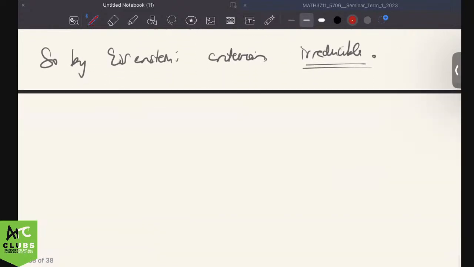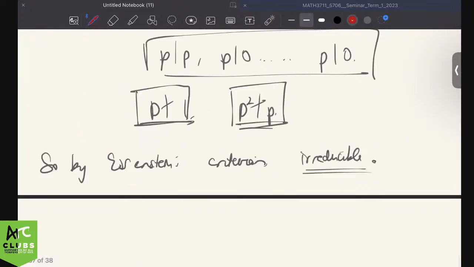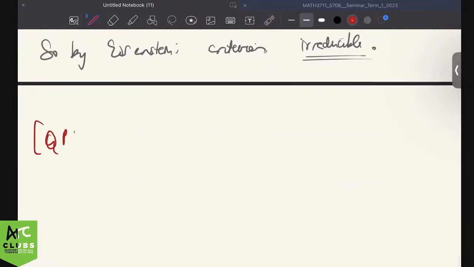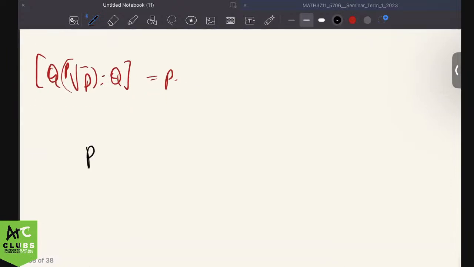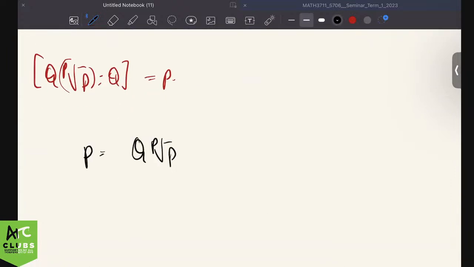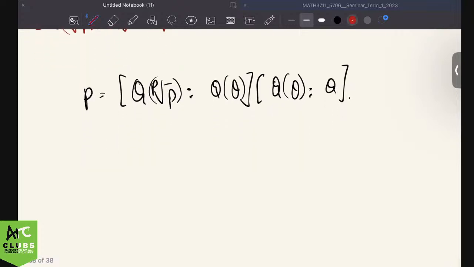That means that this is the minimal polynomial of the p-th root of p, which means that the degree of this is actually equal to p. So now we have a formula. We have that p is equal to the degree of Q(p-th root of p) over Q(theta), times the degree of Q(theta) over Q. Okay.